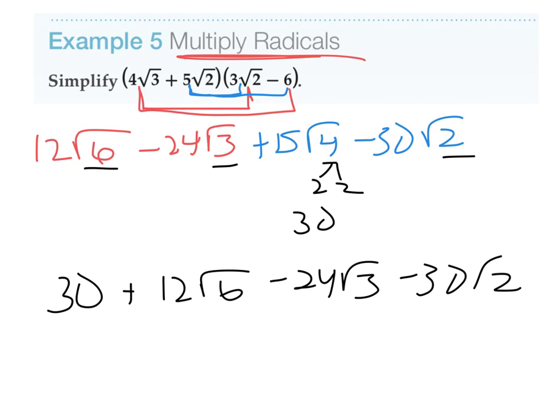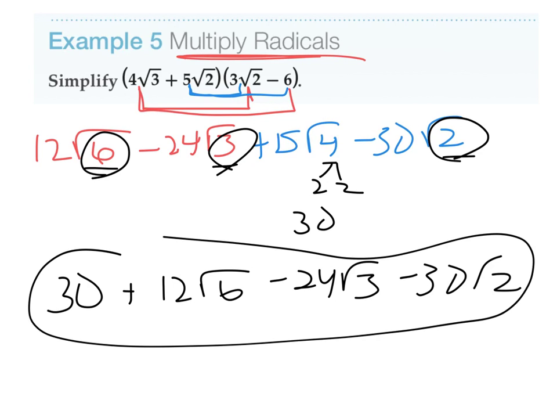Because none of them have the same radical, we can't add them. And this one we simplified. And none of these can be simplified because there's no pairs in any one of those. So this would be our answer. But the key to this is multiplying using FOIL.